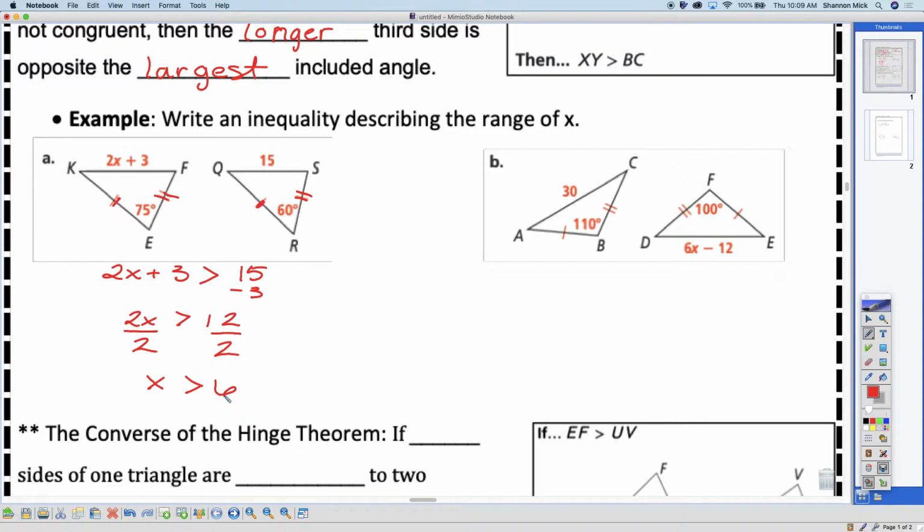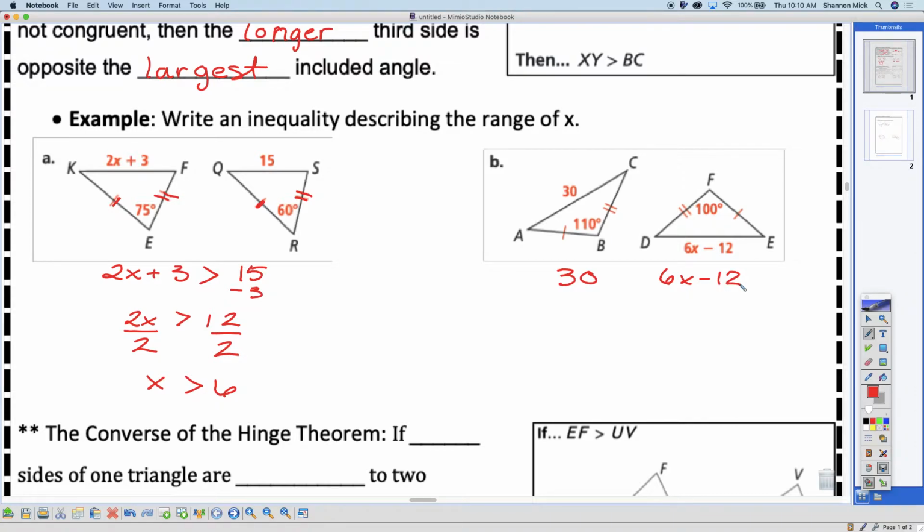So on the next one, I see triangle ABC and DEF, and I see that AB is congruent to EF, and BC is congruent to DF. We're all good there, right? So the included angles are 110 and 100, so I have a relationship between 30 and 6x minus 12, right? What is the relationship?